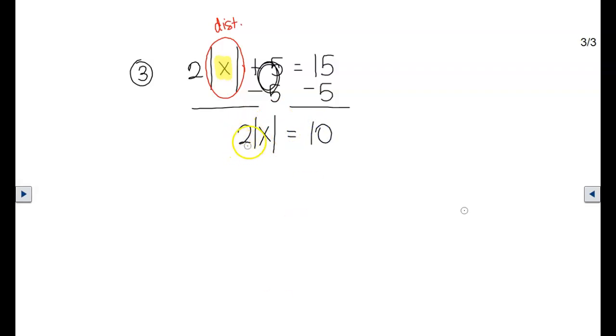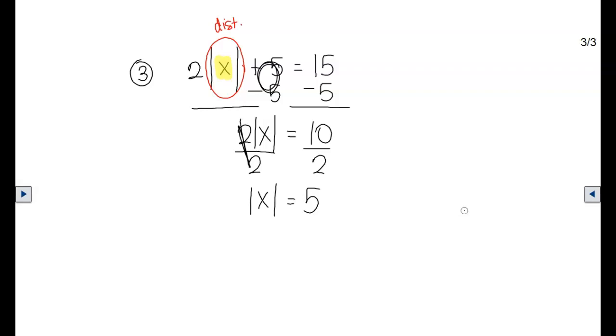Now, I'm going to cancel out this times 2. So I'll divide by 2, divide by 2. Cancel out those 2's. That'll give me the absolute value of x is equal to 5. So that absolute value has to be isolated. It has to be alone before you can finish solving the problem.